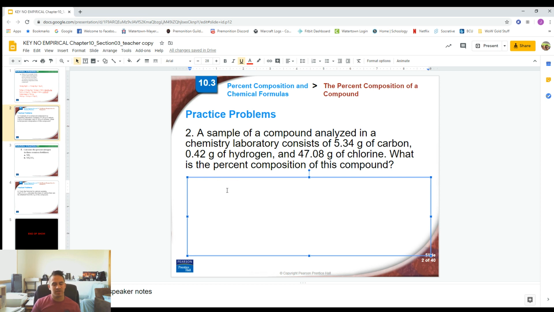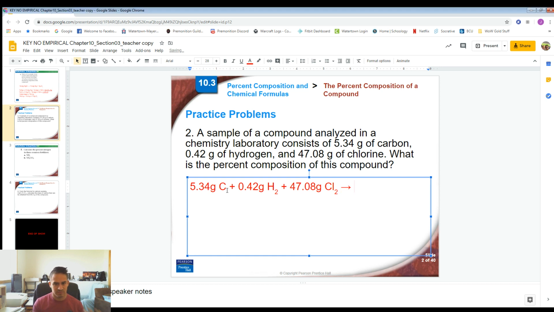All right, so this one says a sample of a compound analyzed in a chemistry laboratory consists of 5.34 grams of carbon, 0.42 grams of hydrogen, and 47.08 grams of chlorine. What is the percent composition of this compound? All right, so basically they're telling us that we have 5.34 grams of carbon plus 0.42 grams of hydrogen plus 47.08 grams of chlorine. And when you add all these together, you get some compound.